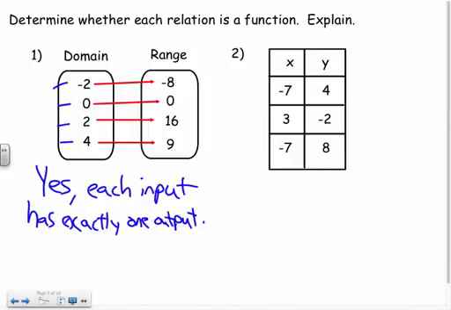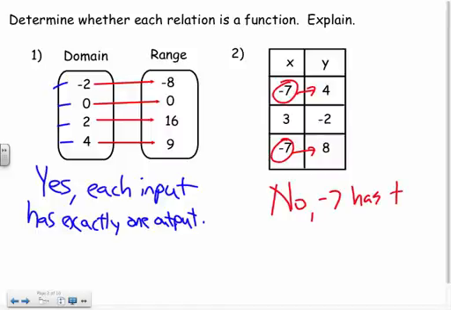That's the only thing that makes a function a function. Each input has exactly one output. That's all I got to state. Looking at number 2, if I notice -7 here, these are inputs, right? It has two different outputs. It has an output of 8, and it also has an output of 4. So that is not a function because -7 has two outputs. Each input can only have exactly one output.